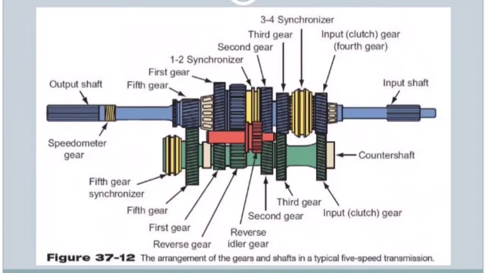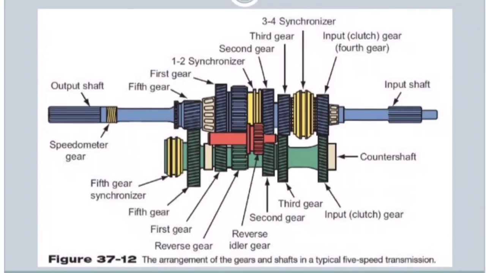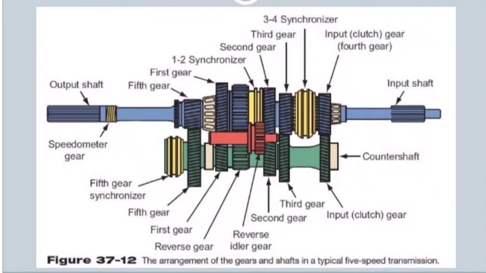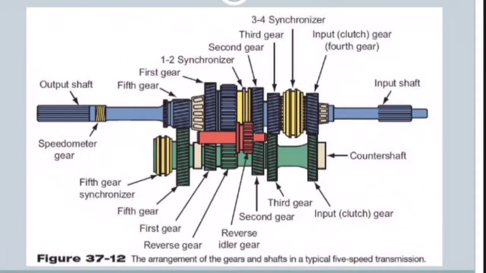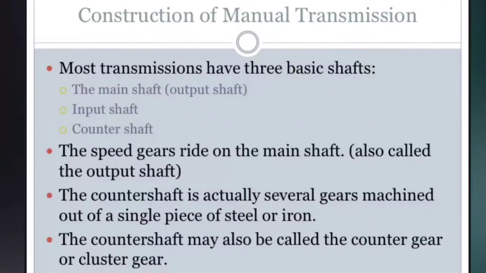Next, the construction of the manual transmission. There are the output shaft, fifth gear, first gear, 1-2 synchronizer, second gear, third gear, 3-4 synchronizer, input clutch gear, fourth gear, input shaft, counter shaft, input clutch gear, third gear, second gear, reverse idler gear, reverse gear, first gear, fifth gear synchronizer, speedometer gear.